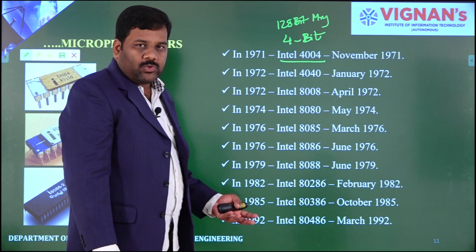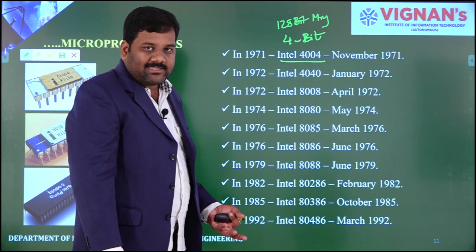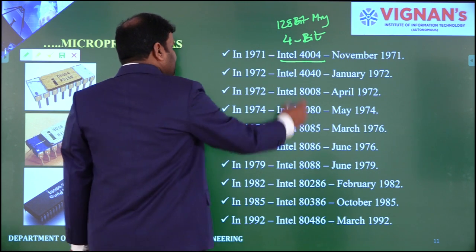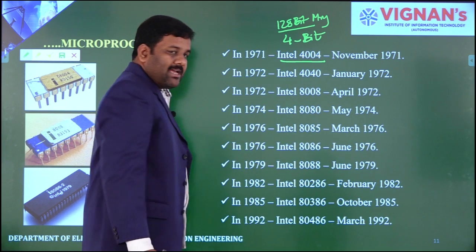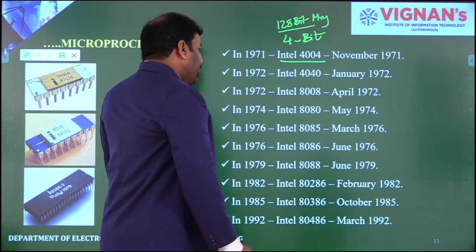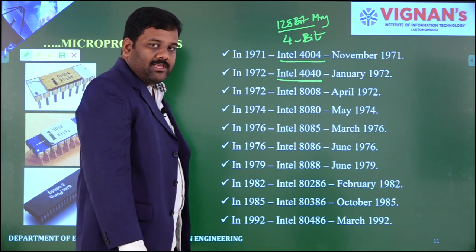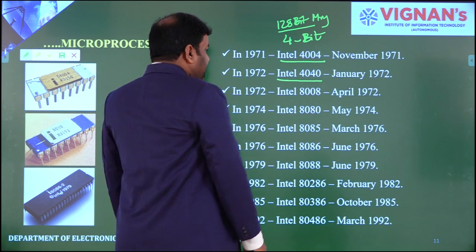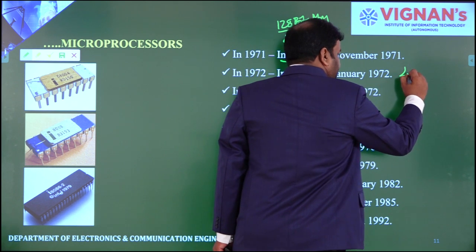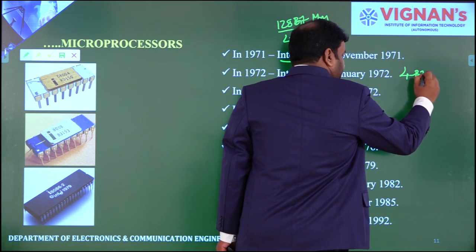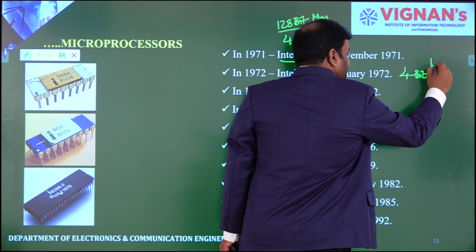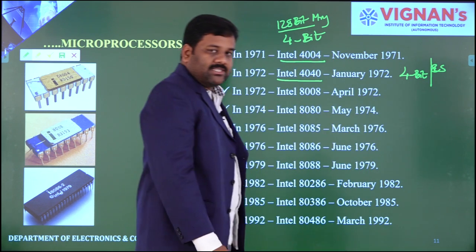Nowadays we talk about 2 GB, 3 GB, 64 GB of internal hard disk, but in the initial days it had only 128-bit memory. After a few months and a few years, the Intel 4040, the next generation of the 4004, came. It had the same 4-bit capability, but with support for instruction sets.